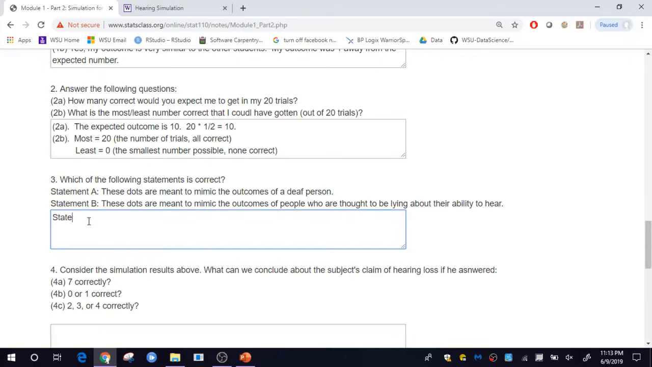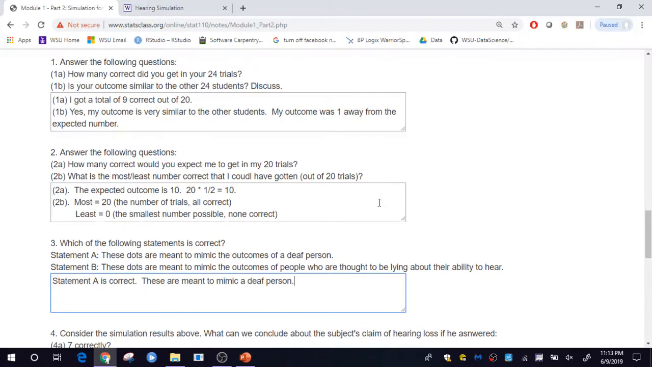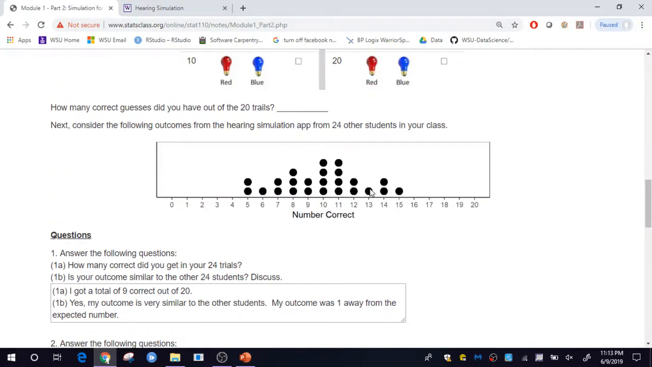I think I've stated this several times here, but statement A is correct. These outcomes are meant to mimic a deaf person. We obtained them with our speakers muted. Now this is a little confusing because we are trying to determine whether or not somebody is lying about their ability to hear, but that's not the dots that we obtained. The dots that we put onto this graph are meant to mimic a deaf person.